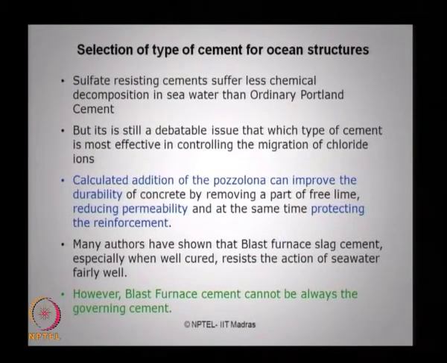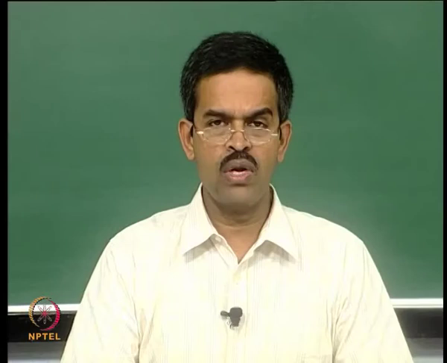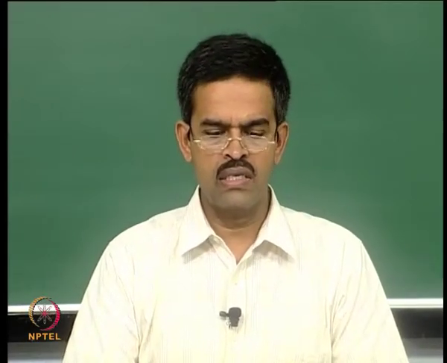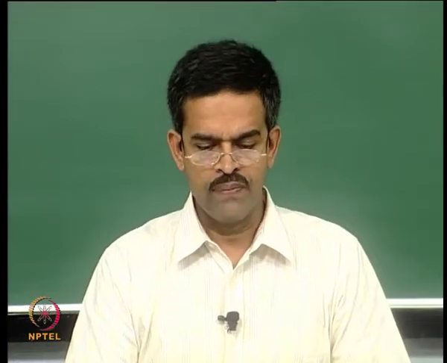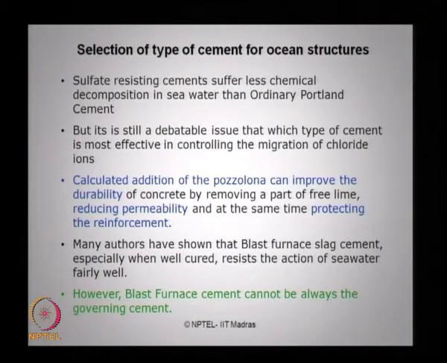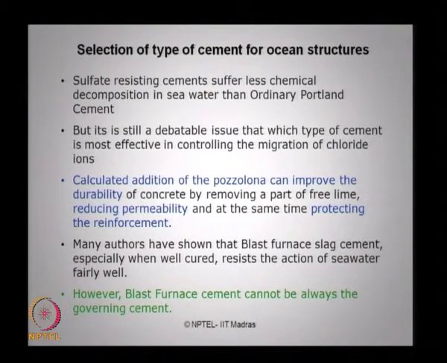Researchers have said that durability of concrete can be improved by the presence of pozzolanic content, provided the addition of pozzolanic content is properly calculated and then added to cement. So, this calculated addition of pozzolana can improve durability of concrete by removing part of free lime from concrete. It reduces permeability to a very high extent and at the same time protects the reinforcement to a phenomenal level. Many authors and researchers have shown that blast furnace slag cement, what we call BFC, can also be used when well cured, and resists the action of seawater fairly well. However, blast furnace cement cannot be the only alternative cement which can be suggested for coastal structures and ocean structures.